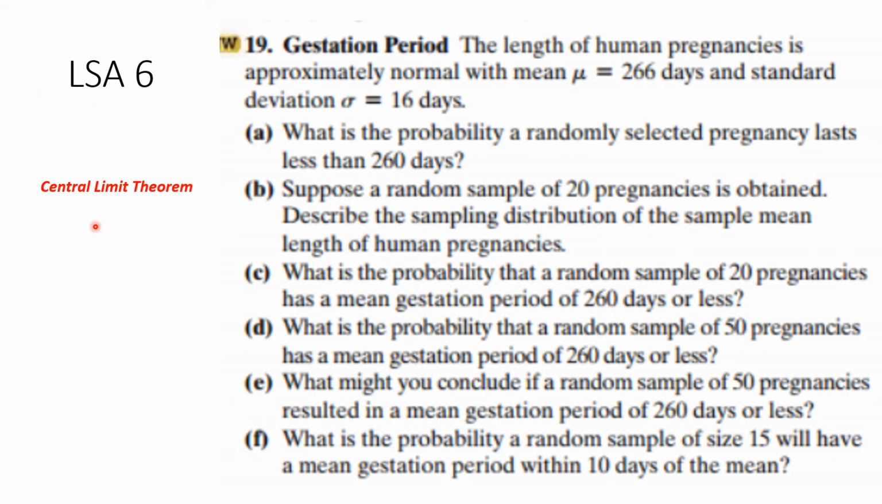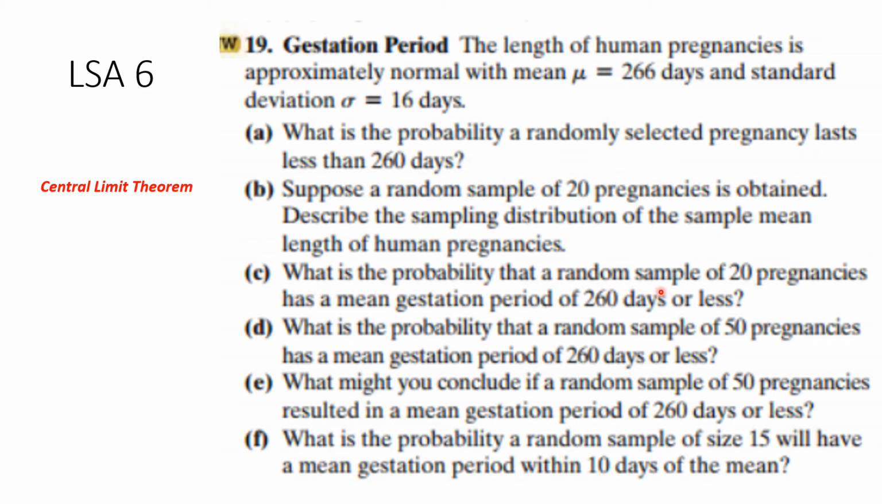LSA 6 deals with the central limit theorem and also the normal distribution. And it tells you that the length of human pregnancies is approximately normal with a mean 266 days and a standard deviation 16 days. So questions that I ask include, what is the probability that a randomly selected pregnancy lasts less than 260 days? Suppose a random sample of 20 pregnancies is obtained. Describe the sampling distribution of the sample mean and the length of human pregnancies.